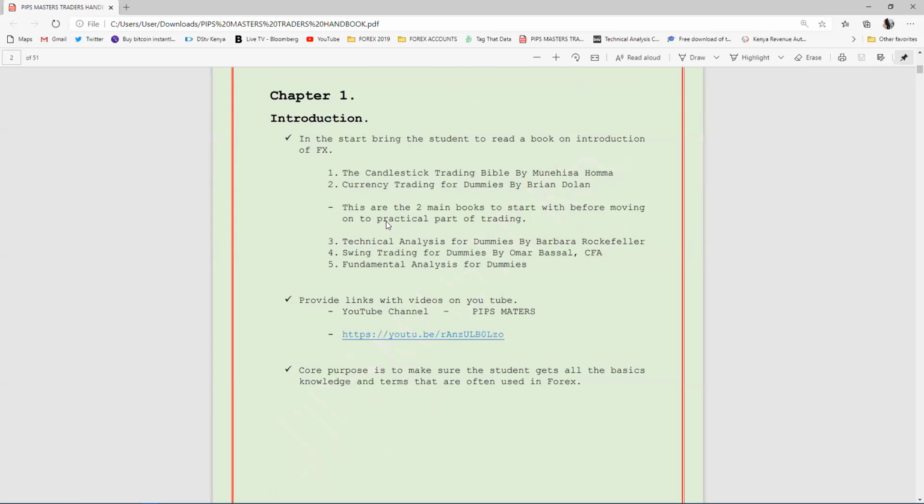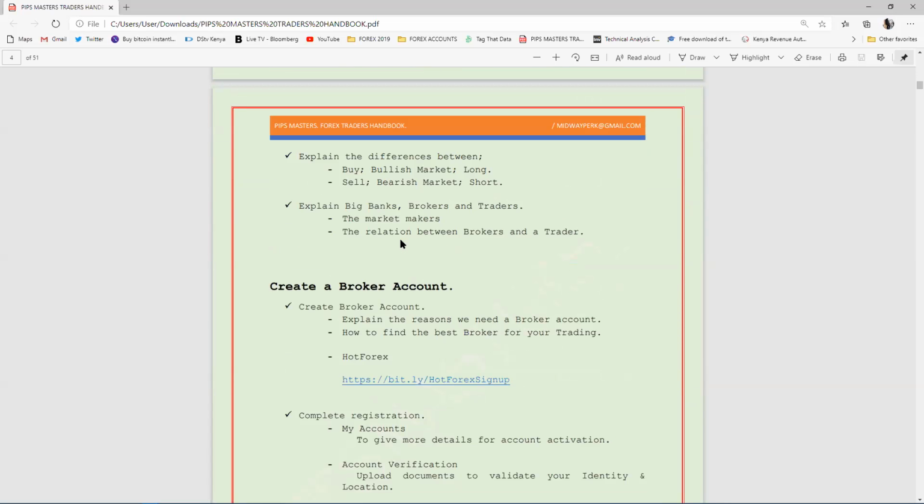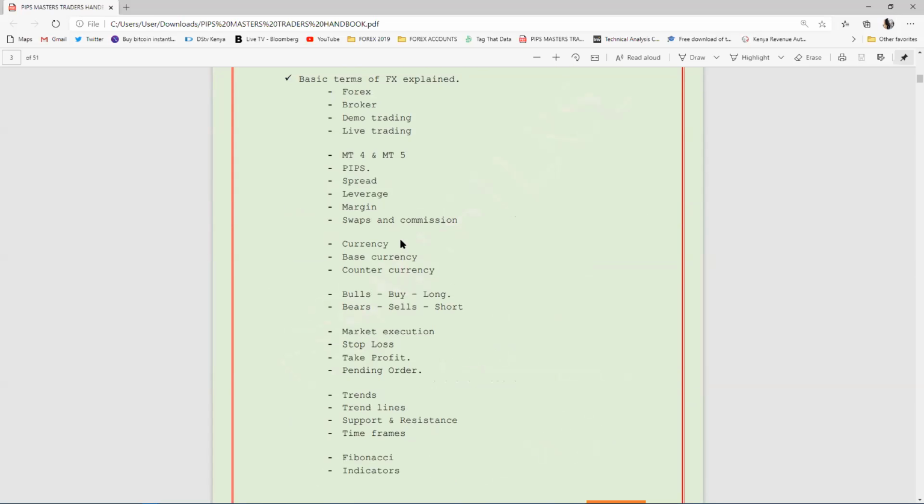So chapter 1 is the introduction, okay? In short, chapter 1 is just some books that you might need to read, the books that will act as your main guide into Forex. If there are some technical terms that you need to understand, the books will also give you some background information on what Forex is all about, what you need, and everything, okay? Chapter 2 is basically some definition of terms, some terms that you need to understand, okay?